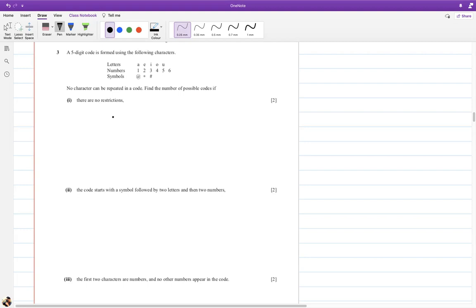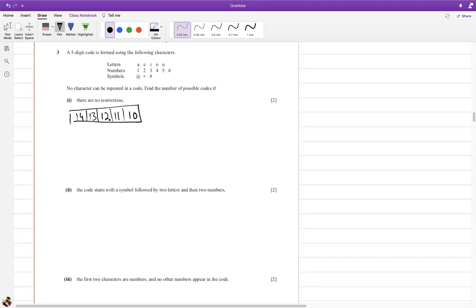Now remember that because there's no repetition, there are 2 ways to do this. One is that you use the slot method. So I need 5 digits. For the first one, I have 14 options. For the second one, I have 13. For the third one, I have 12. For the fourth one, I have 11. And for the last one, I have 10 options.